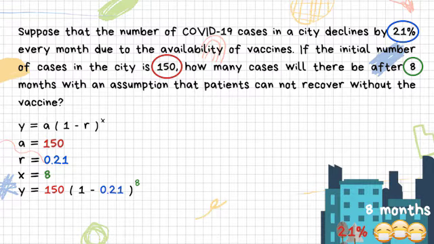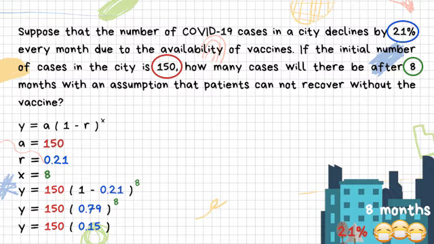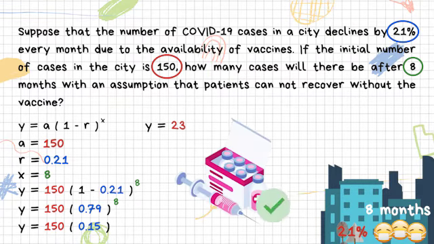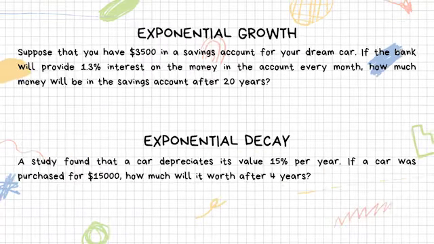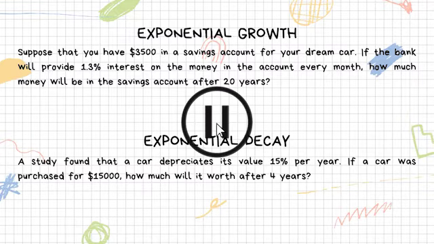Let us start with the values inside the parentheses. 1 subtracted by 0.21 will give us 0.79, and 0.79 raised to the 8th power will give us 0.15. Lastly, 150 multiplied by 0.15 will give us 22.5, or if we round it up, it will give us 23. The vaccine was effective and was able to reduce a great number of cases. Here we have a few examples for you to try out. Feel free to pause the video and try answering them on your own.